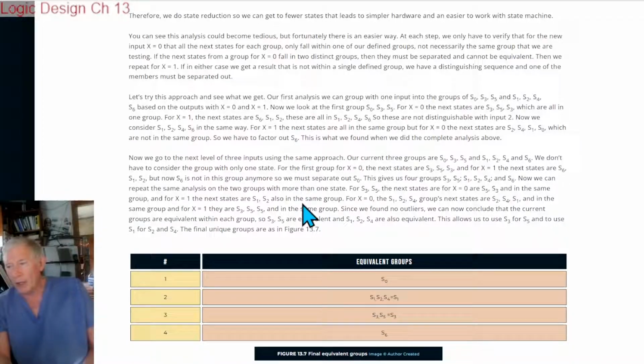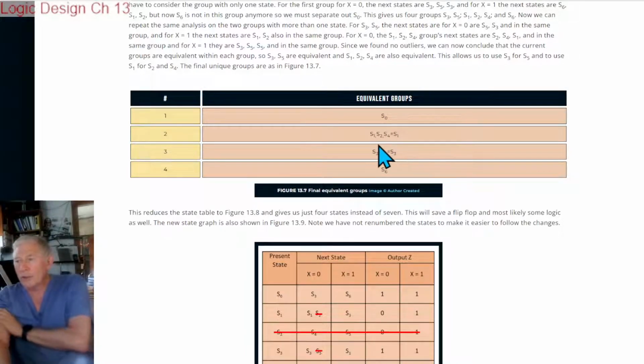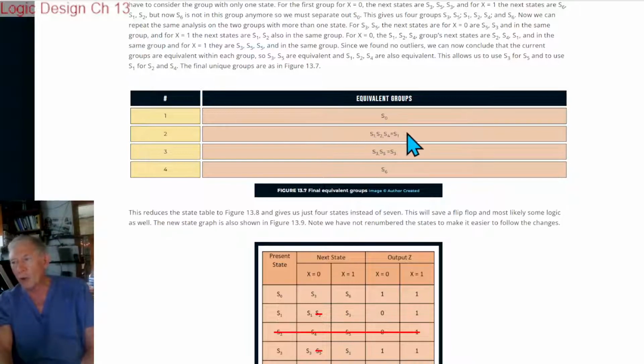So if you keep on reading down, here's what we have for our groups right now. We have S0 by itself, S6 by itself, and 1, 2, 4 by itself, and 3 and 5 by itself. Okay. And then it turns out if we keep going, we can never distinguish between 1, 2, and 4, and we can never distinguish between 3 and 5. So we assume these are equivalent groups, and that is, if we keep doing inputs, no matter how many inputs we do, these always stay in the same groups. So we say there's no distinguishing sequence for these, therefore they're equivalent.